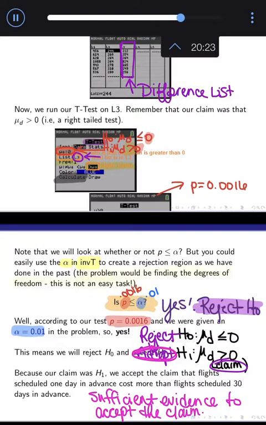Really, the issue of doing these problems is, like I said last time, finding the degrees of freedom in order to use your t-table. That is not easy. So that's why we're not bothering with this, but it is possible.